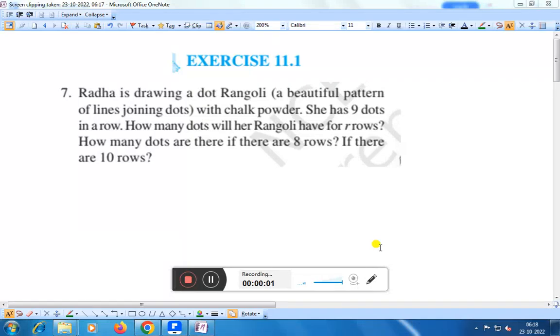Hello everyone, today we shall discuss exercise 11.1 question number 7. Radha is drawing a dot rangoli, a beautiful pattern of lines joining dots with chalk powder. She has 9 dots in a row. How many dots will her rangoli have for R rows? How many dots are there if there are 8 rows and if there are 10 rows?